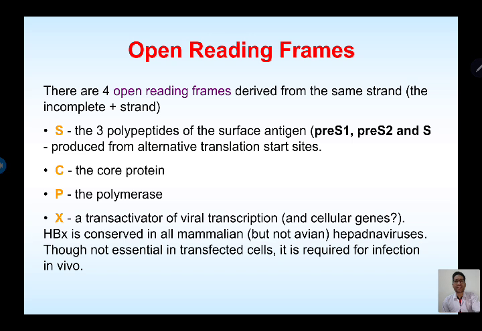Open reading frames: there are four open reading frames derived from the same strand, the incomplete strand. The three polypeptides of the surface antigen, pre-S1, pre-S2, and S, are produced from alternative translation start sites. C is the core protein, P is the polymerase, and X is the transactivator of viral transcription and cellular genes. The hepatitis B X is conserved in all mammalian but not avian hepadnaviruses. Though not essential in transfected cells, it is required for infection in vivo.